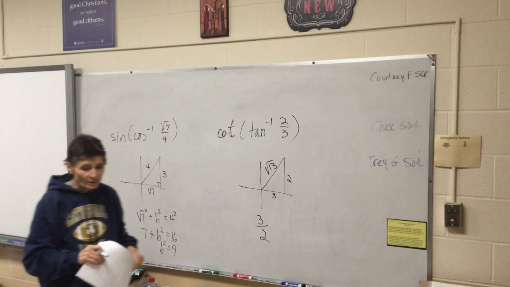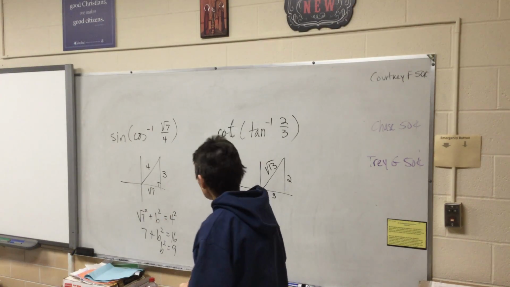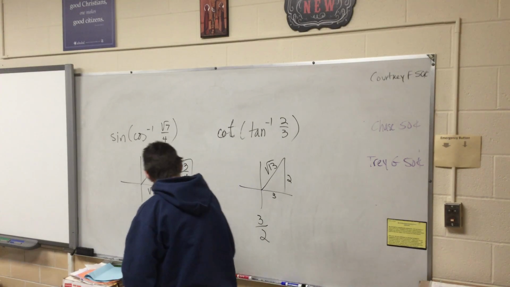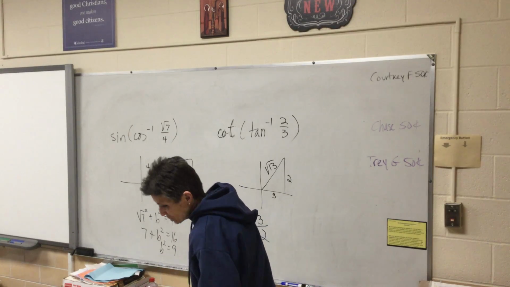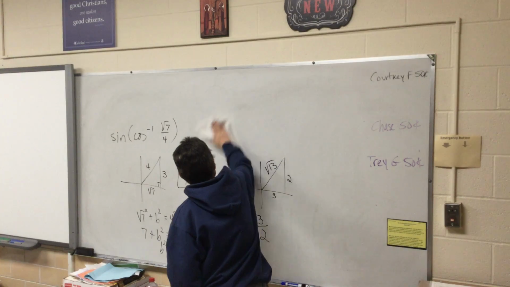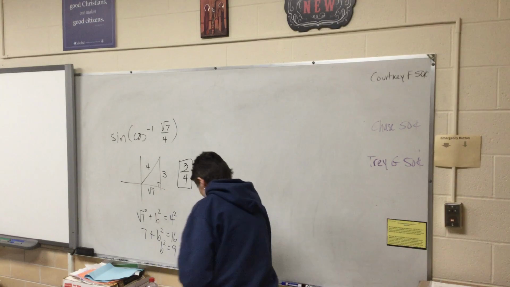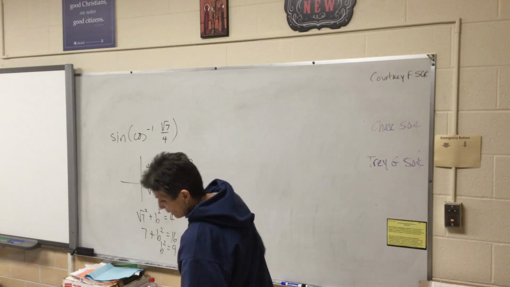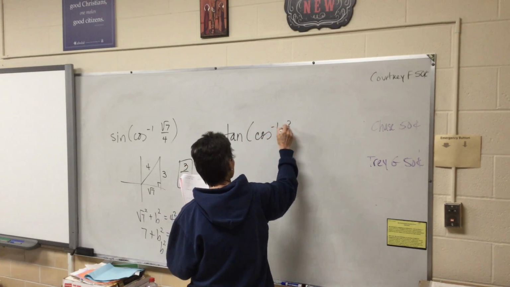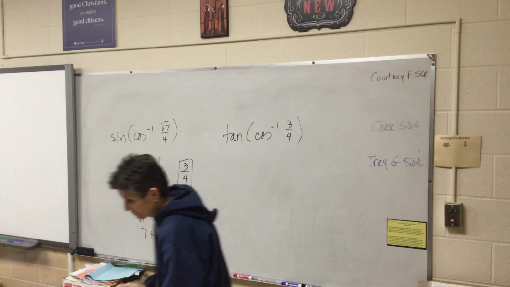What's the answer to the question? What is the sine in that picture? 3/4. Exactly. All right, I want you to try the last one all by yourself. See if you can come up with an answer. What is the tangent of the angle whose cosine is 3/4? See if you can come up with an answer to that.